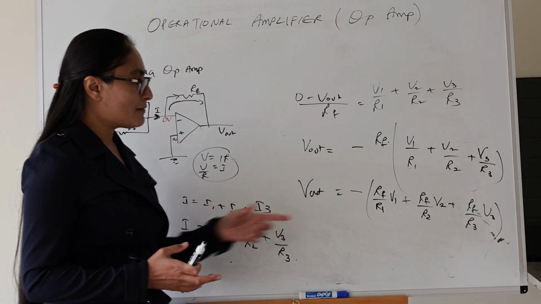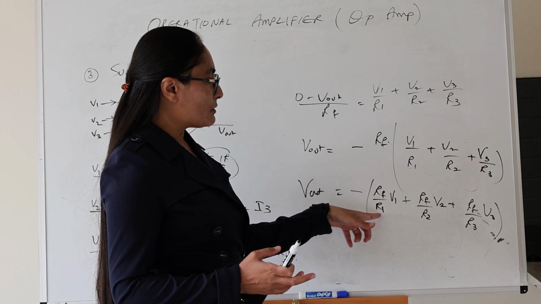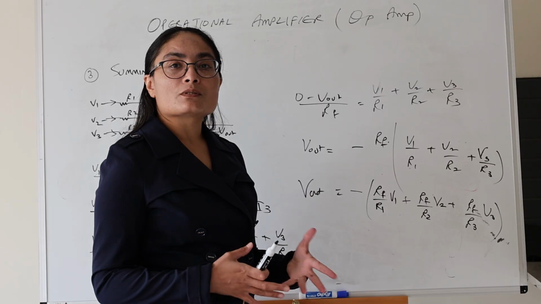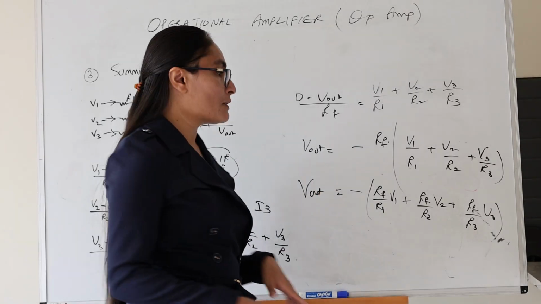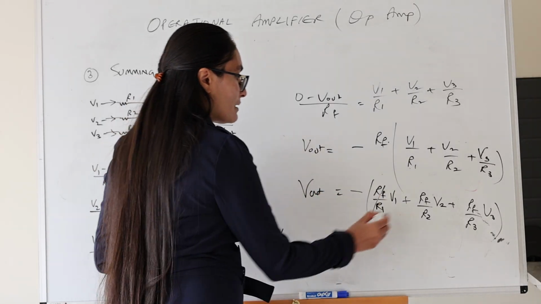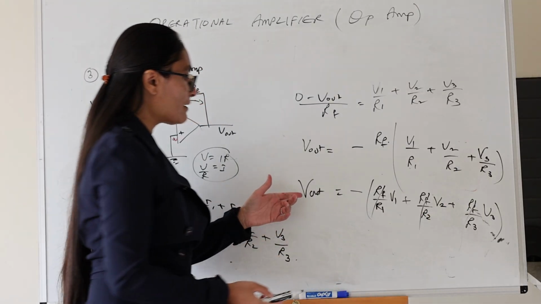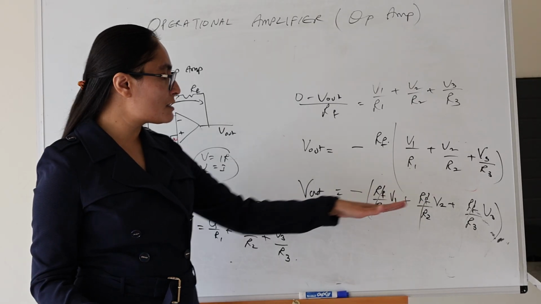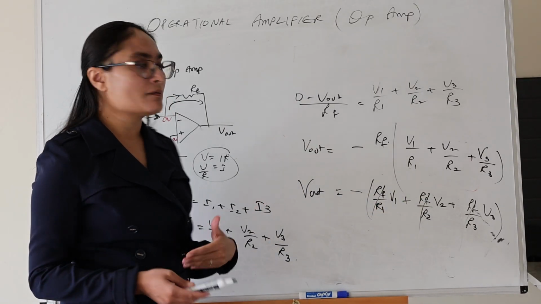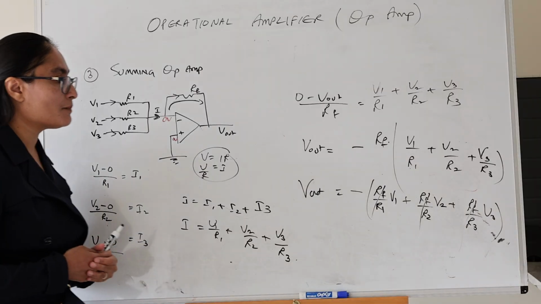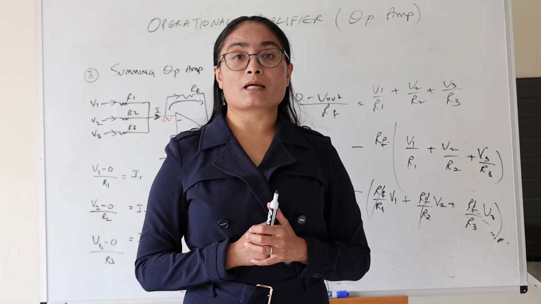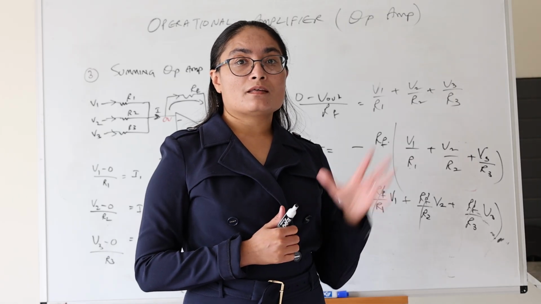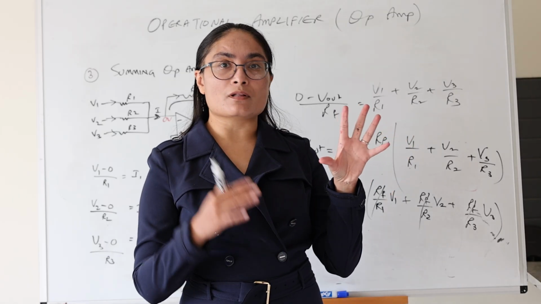Now what happens if Rf is equal to R1, Rf is equal to R2, Rf is equal to R3? In other words, what if all the resistors are equal? Then these cancel and you're simply left with V out being the summation of the input voltages, but inverted because you're feeding into the inverting terminal. That's the summing op-amp. Next, let's look at the differential op-amp, where the output is the differential of the input.